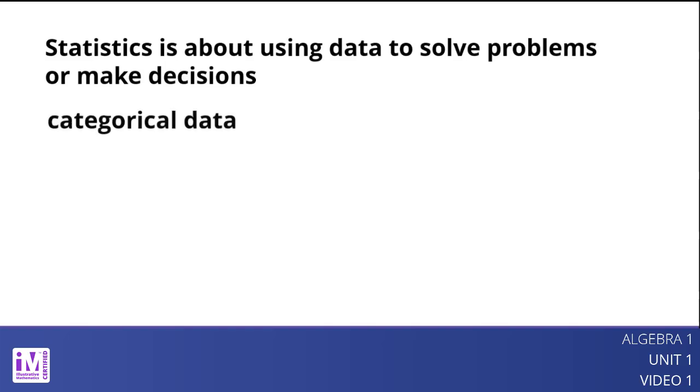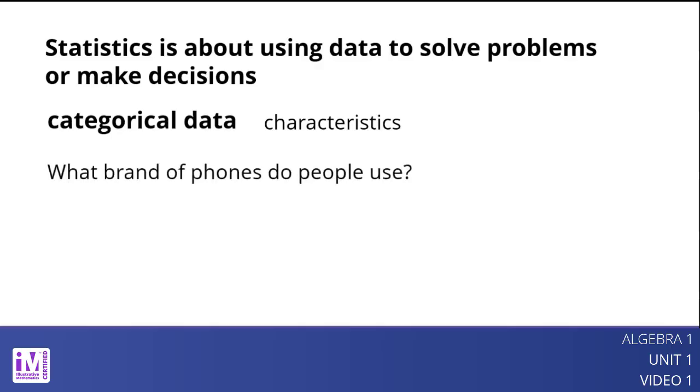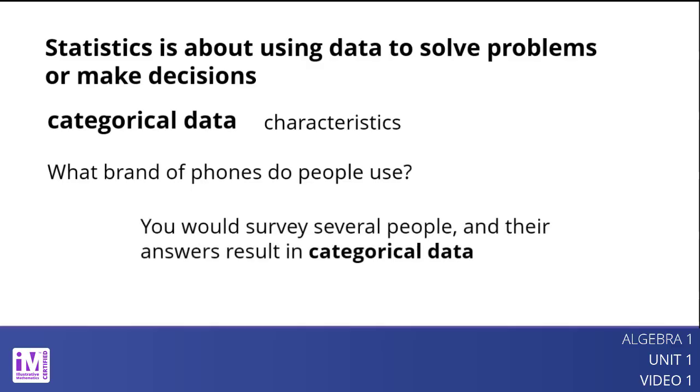Categorical data are expressed using characteristics. Categorical data are data where the values are categories. For example, to answer the question, what brand of phones do people use? You would survey several people and their answers result in categorical data.